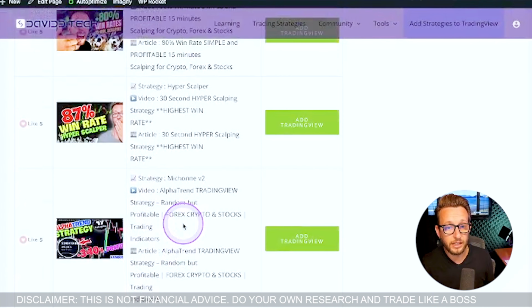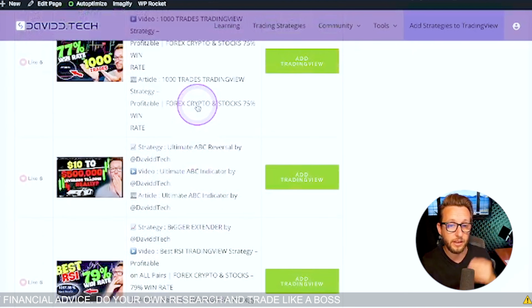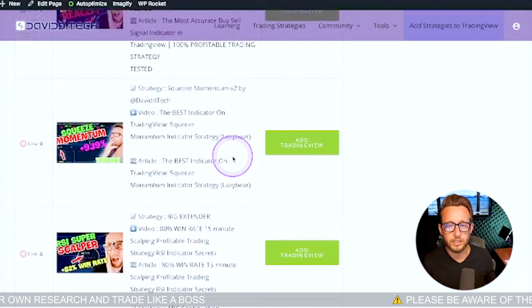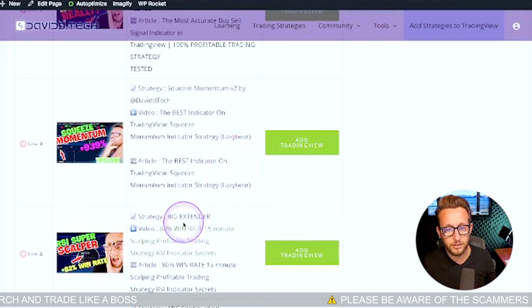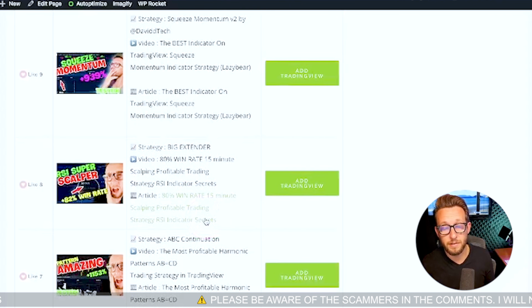I personally like the Wolf and Bear, this one here, and I also like the Big Extender, which is in there as well. They're two trading strategies that I'd use. This one here is very good, the Big Extender here. I like those two trading strategies. They seem to give me very, very good results.